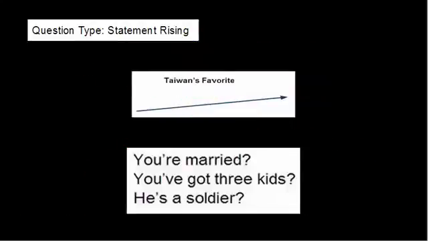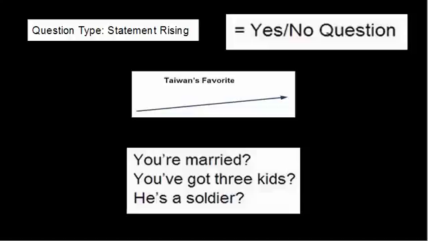Here's some examples. You're married. You've got 3 kids. He's a soldier. Okay, those are statements. Oh, you're married. My brother's married. I'm going to give you some information about my kids. I've got 3. He's got 3 kids. He's a soldier. This is the same as a yes-no question when you make it rising. You're married? You've got 3 kids? He's a soldier? And the answer is I am or he does.